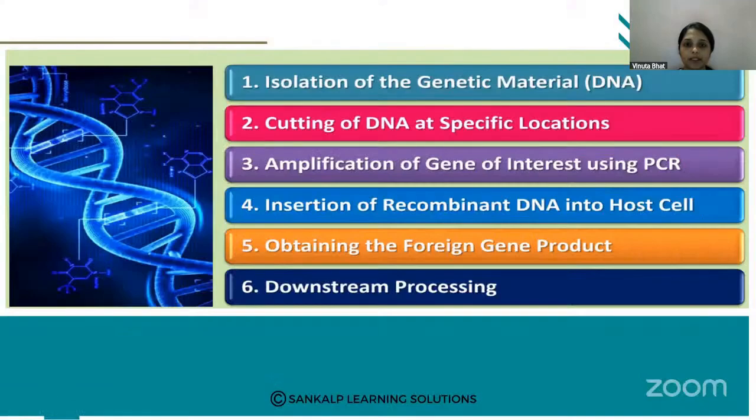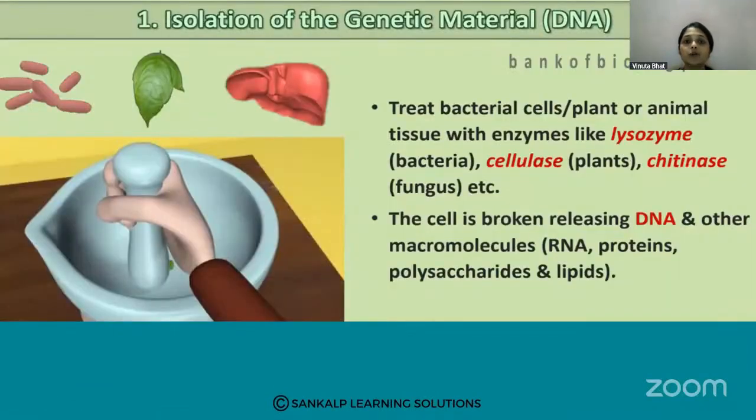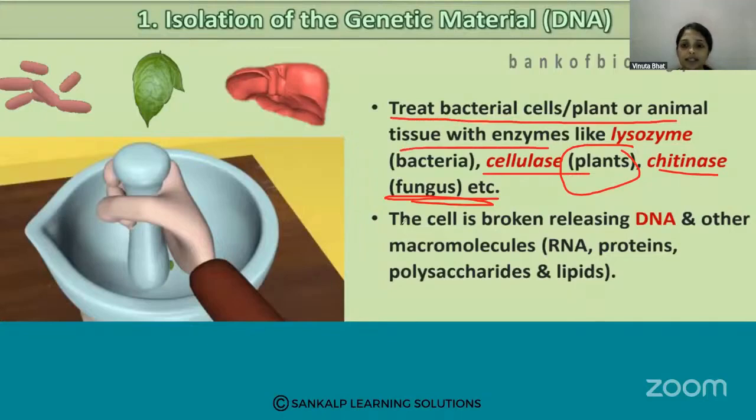Okay, so let us start with the first step, isolation of the genetic material. Treat the bacterial cells or the plant or animal tissue with enzymes like lysozyme, in the case of bacteria, cellulase, in the case of plants, and chitinase, in the case of fungi. The cell is broken, releasing the DNA and other macromolecules like RNA, proteins, polysaccharides and lipids.